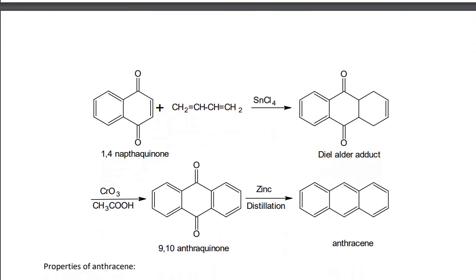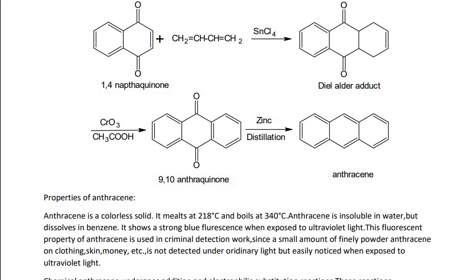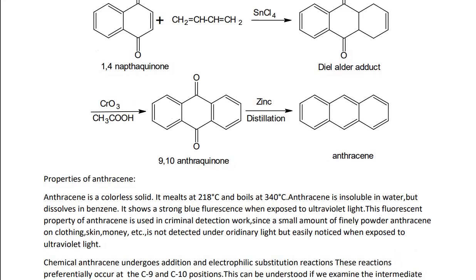1,4-naphthoquinone undergoes diene reaction in presence of tin tetrachloride. Diels-Alder product will form. It undergoes reaction with chromium oxide in acetic acid. You will get 9,10-anthraquinone. It undergoes zinc distillation, it gives the anthracene.